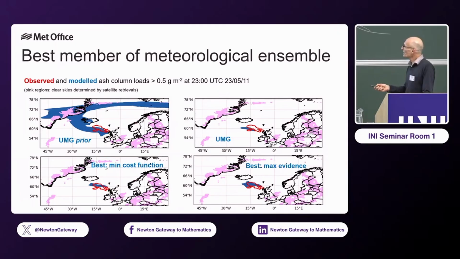So here in the top line is the prior I showed you just now, and the dispersion modeling that resulted from that. And these are two different ways, using an ensemble of meteorological forecasts, of selecting the best member. You can see that both of those do a better job, closer to the satellite measurements.